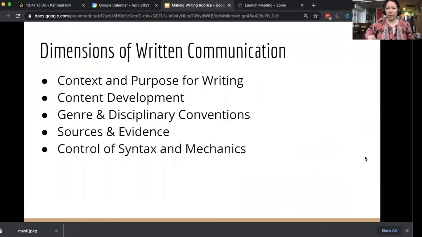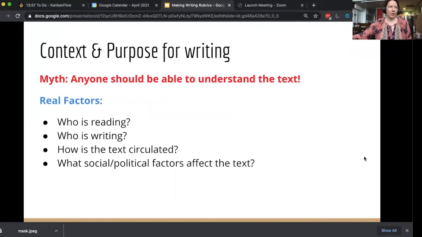So let's talk about the dimensions that you might use. These dimensions come from that national rubric that I've been studying on written communication. And we're just going to go over each one and talk about what it means and if you might use it in your classroom. So context and purpose for writing.